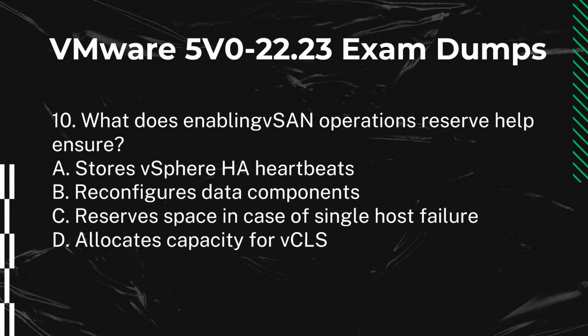10. What does enabling vSAN operations reserve help ensure? A. Stores vSphere HA heartbeats. B. Reconfigures data components. C. Reserves space in case of single host failure. D. Allocates capacity for vCLS.